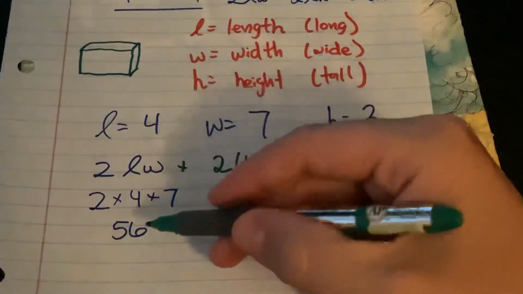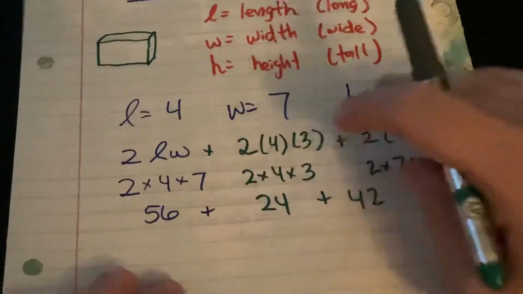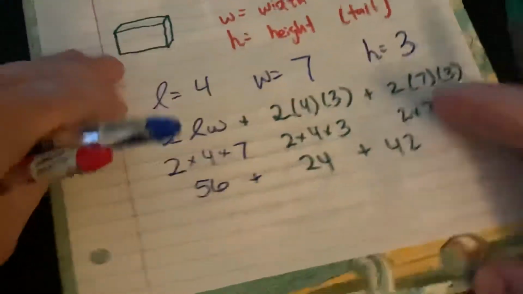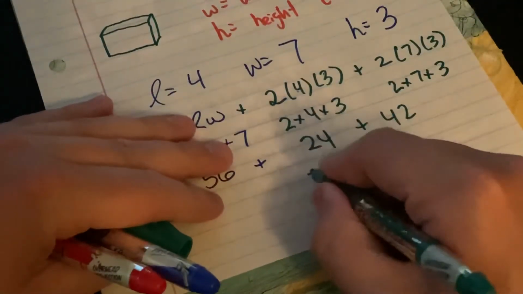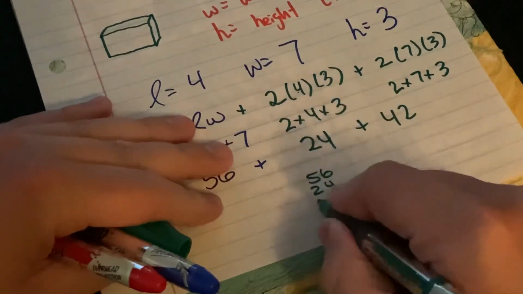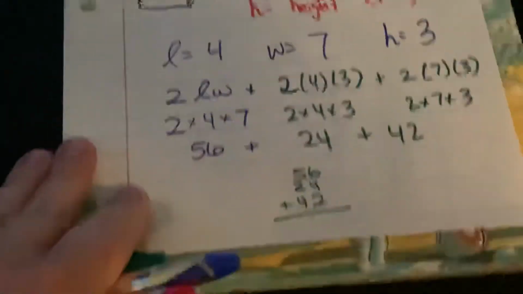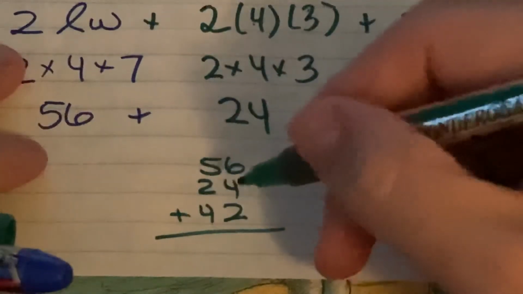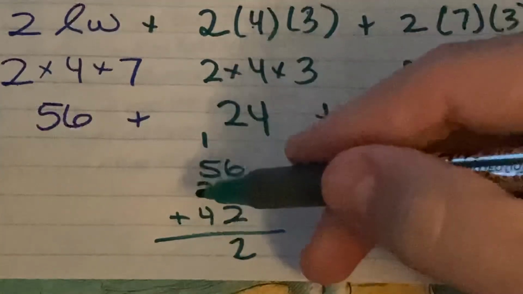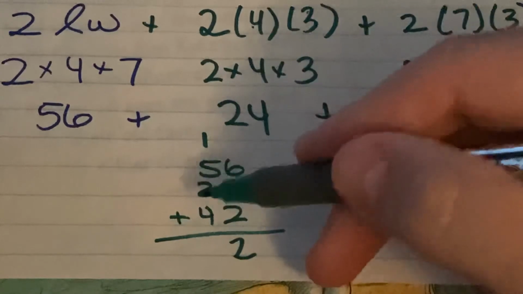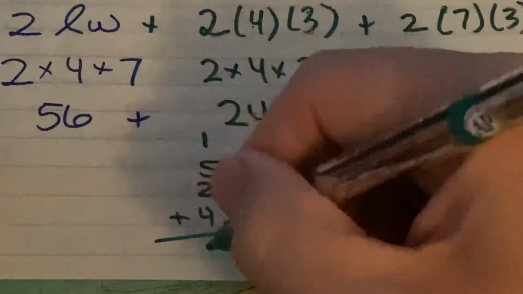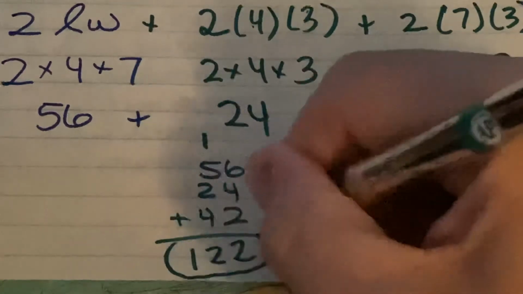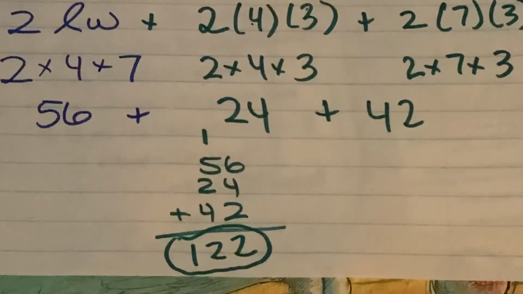Now we do 56 plus 24 plus 42. Calculator, use it. If you don't, I would suggest lining it up like so. This is sort of elementary school style. 6 plus 4 is 10. 10 plus 2 is 12. Carry the 1. 5 plus 2 is 7. 7 plus 4 is 11. 11 plus 1 is 12. The surface area of the rectangular prism is 122.